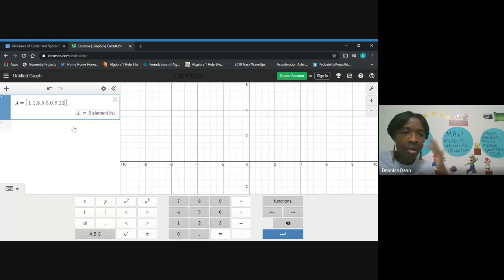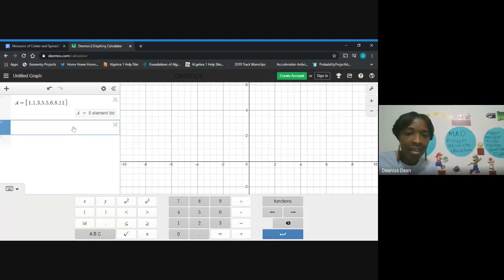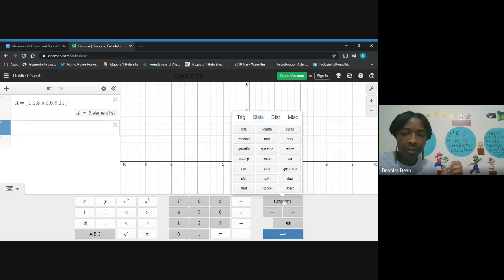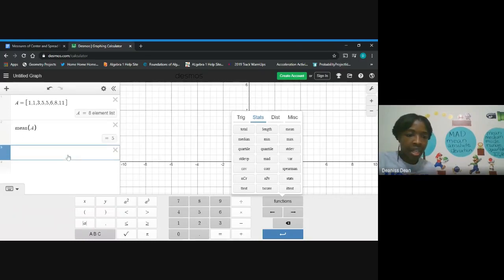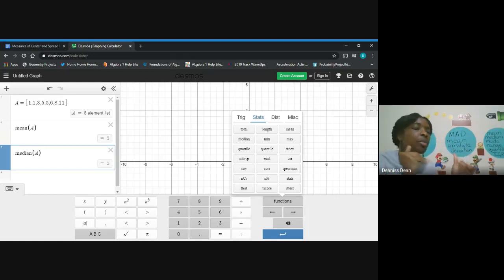Once I get the numbers in the list, I just start typing out the words. You can go over here, functions, statistics, and choose the things that I need to know. So like mean, I type in the word mean. My list is list A, so parentheses, list A. It tells me what the mean is. I type in the word median. I'm doing list A once again. It tells me what that is. So all you're literally doing is going down the list of what you're being asked to find and typing those words in Desmos and putting your list in parentheses to get those actual values.